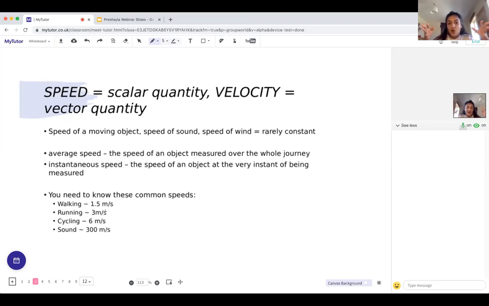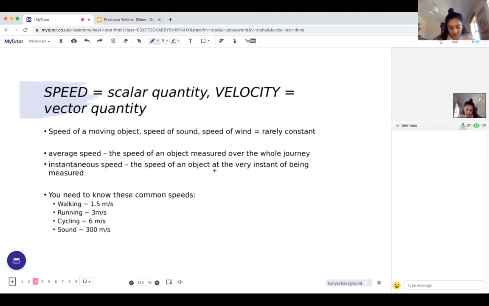Let's say we wanted to find the speed at an exact point. This is what a speed camera does. The speed camera measures your speed at an instant, at an exact point. It takes a picture and it measures the instantaneous speed, the speed that you were doing at the exact point the camera took the picture. That's instantaneous speed. How fast you were going at that exact point. Hopefully that makes sense.